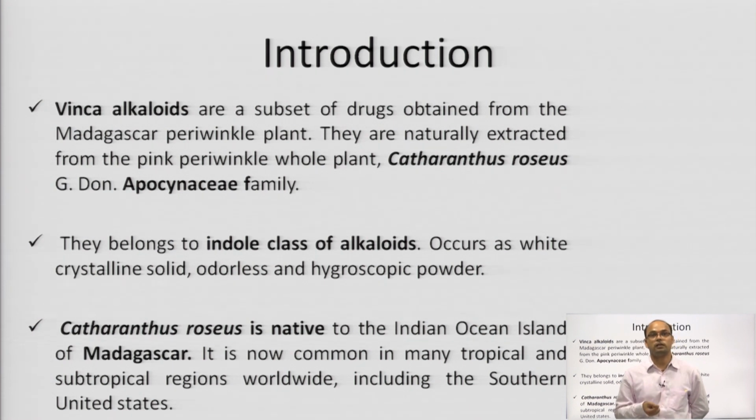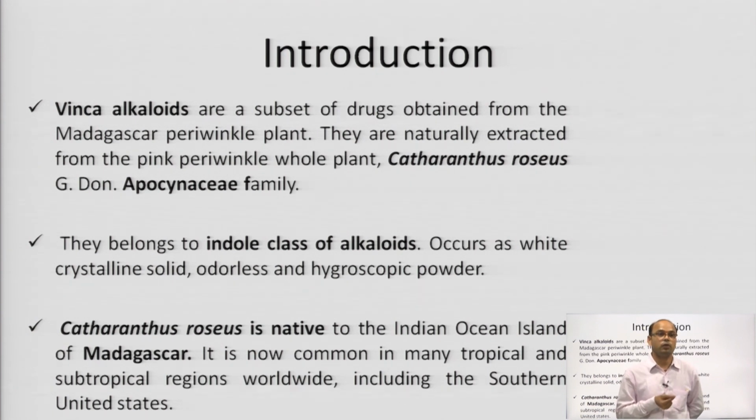The plant Catharanthus roseus belongs to the family Apocynaceae. Apocynaceae is the family from which you can obtain Catharanthus roseus. There is another name for this Catharanthus roseus. It is Vinca rosea. So when it is Vinca, it is rosea, and in the case of Catharanthus we use the species name roseus, Catharanthus roseus.